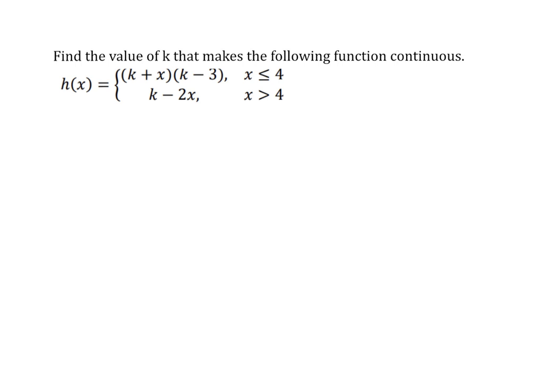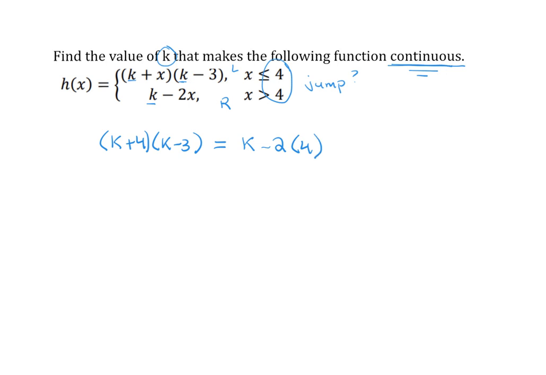Okay, last example. This says find the value of k that makes the following function continuous. Basically we're saying this will be a continuous function, but what value of k makes it continuous? On this piecewise function where the domain changes, we're looking at whether there is a jump or not. But in this case, we don't want there to be a jump. We want to find the value of k that makes it so there is no jump. In other words, when we plug in 4 for x on the left, k plus 4 times k minus 3, we want it to equal when you plug in 4 from the right, k minus 2 times 4. So now we're going to solve for k that makes these equal. And that will be the value of k that makes the function continuous.